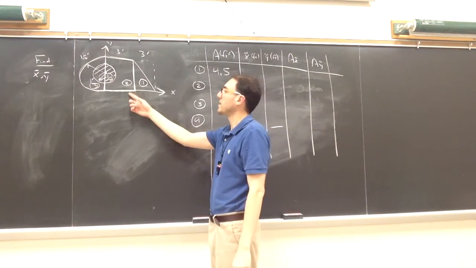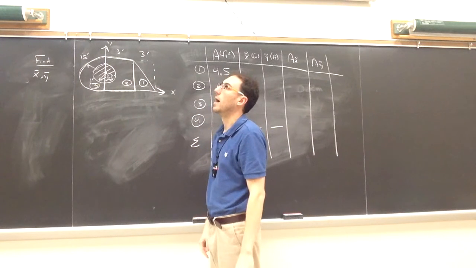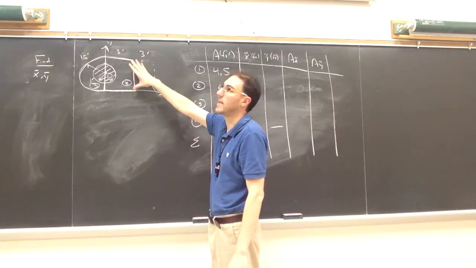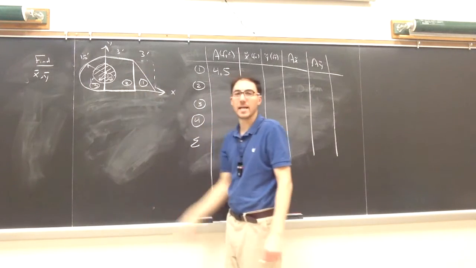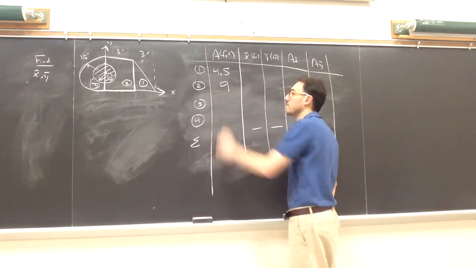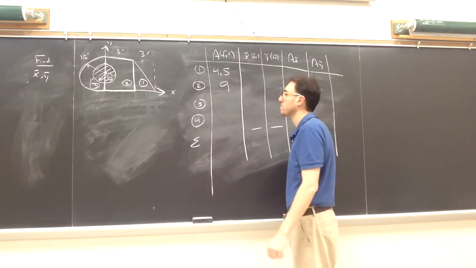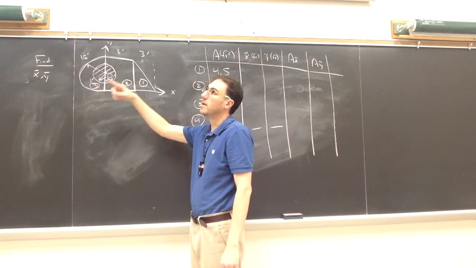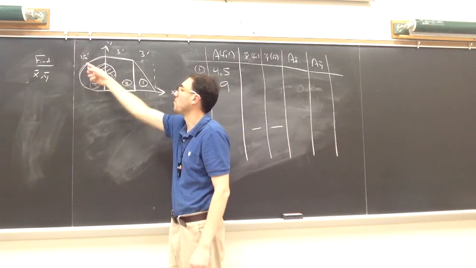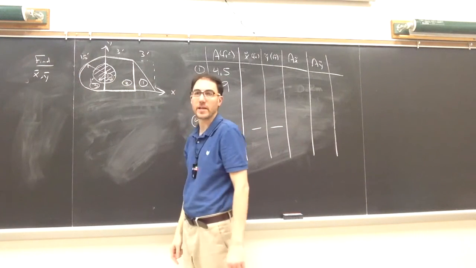Shape 2, I have a rectangle, 3 feet by also 3 feet, so it actually is a square in this case. So that's going to be an area of 9. Shape 3 is this semicircle. From the drawing, the semicircle has a radius of 1.5 feet.